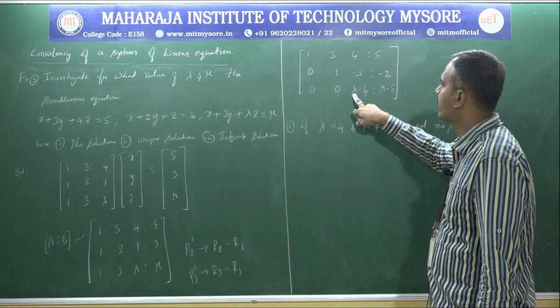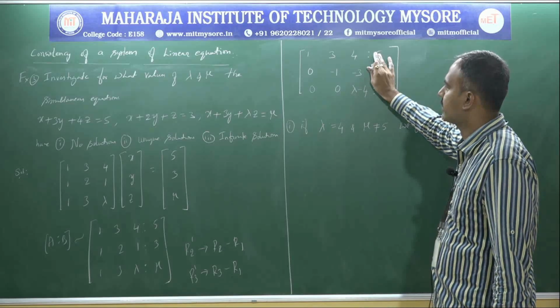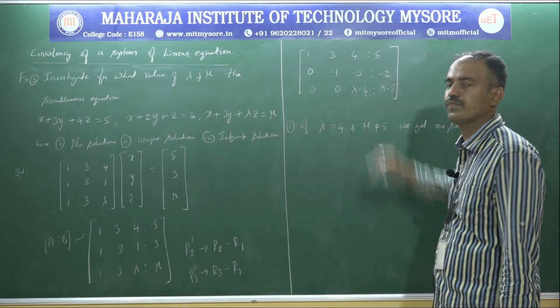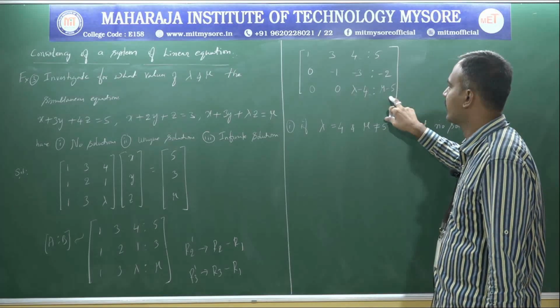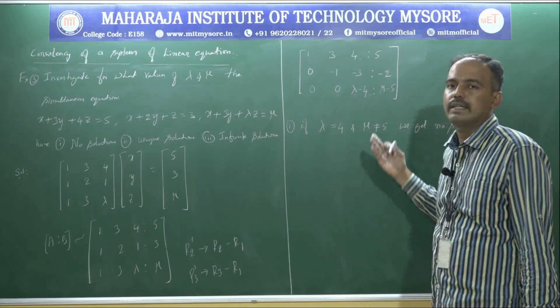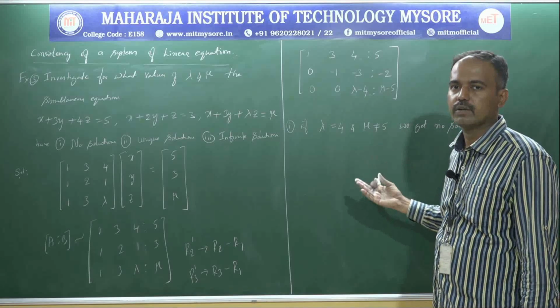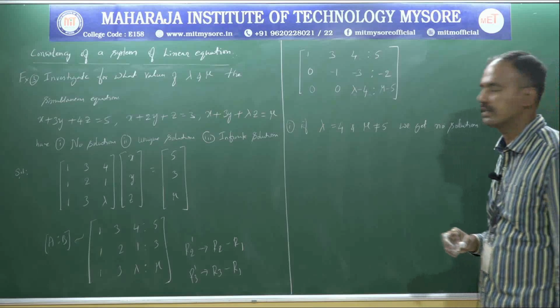Suppose lambda value is 4 here, now we get 4 minus 4, 0. Now what about the rank of the matrix A? Here 2 non-zero rows are available, but for the augmented matrix we have 3 non-zero rows. As the rank of the augmented matrix is not equal to the rank of the coefficient matrix A, that's where we get no solutions here.